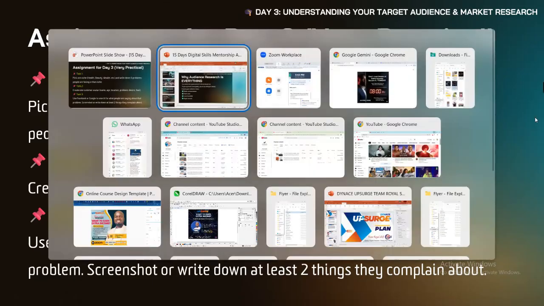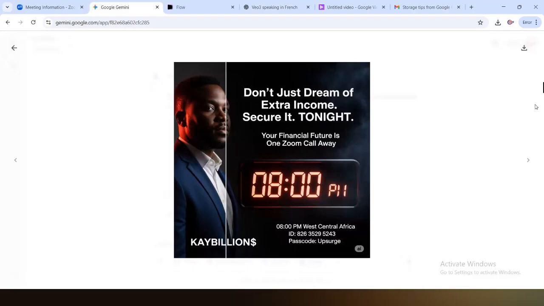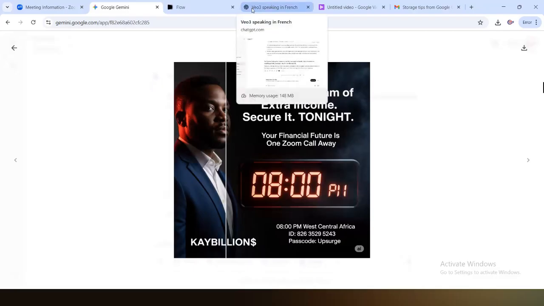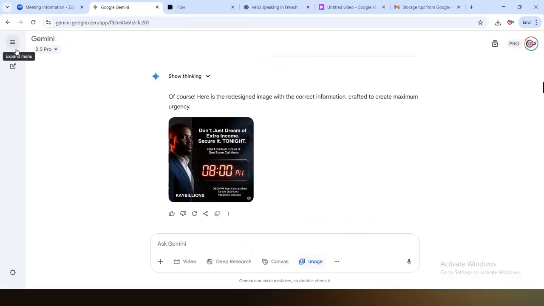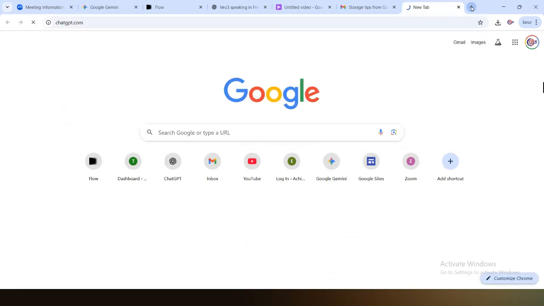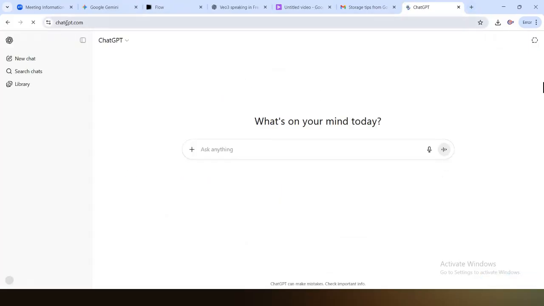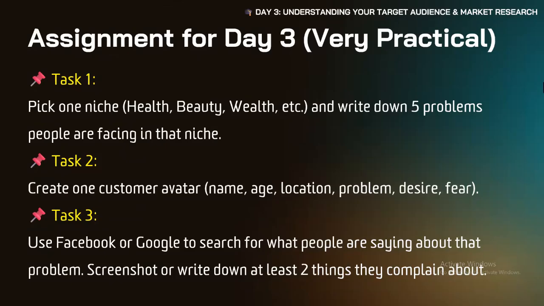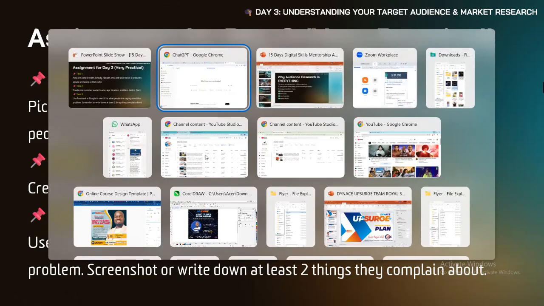So let's quickly go into Google and talk about this. Let's go to Google. You can go to AI, ChatGPT. For some of us, just go to chatgpt.com. You can see it, chatgpt.com. So we actually want to know about what? Let's go back here. We want to know about health. Let's pick health as a main niche. Now, what people are talking about, the problem. So we want to talk about fibroid.